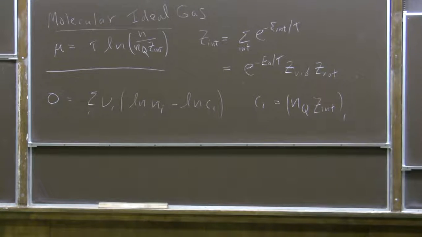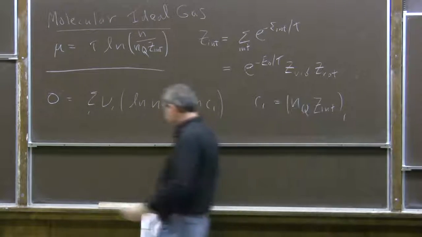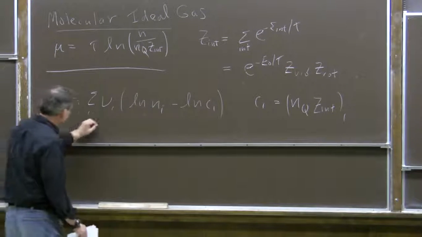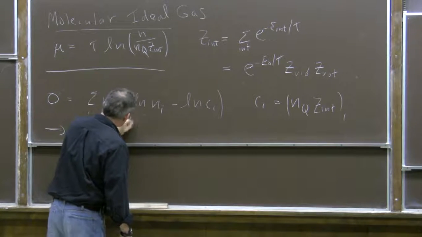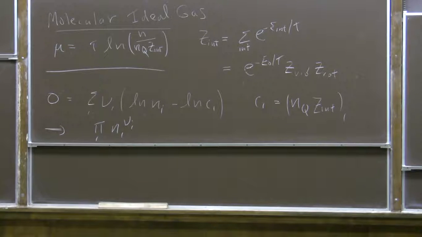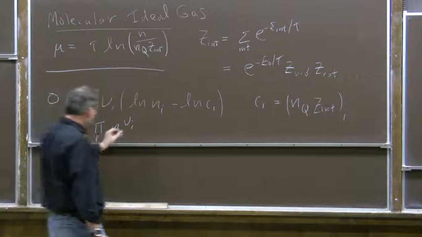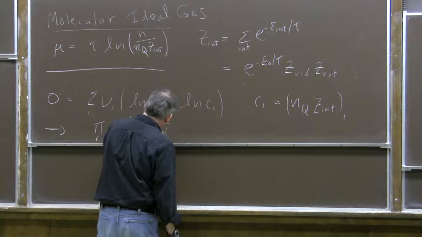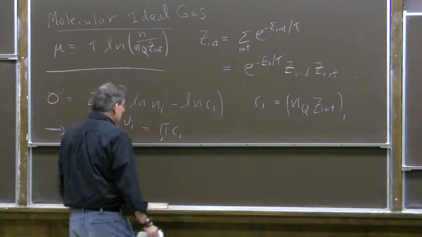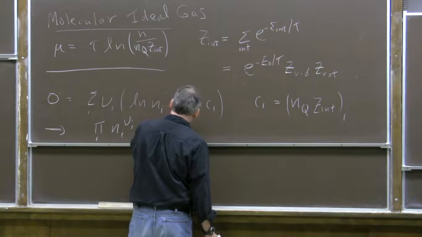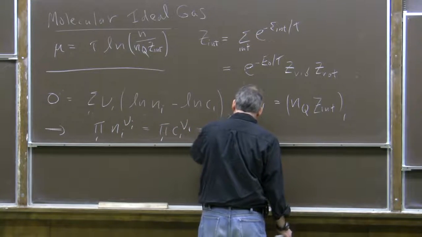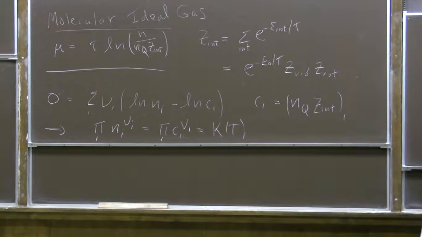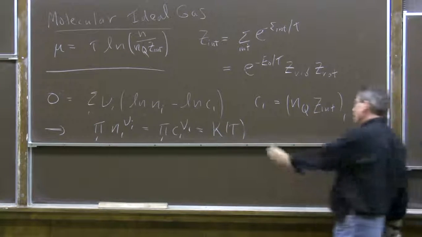So putting the log of c_i on the other side and exponentiating both sides, the product over species, concentration of species i raised to the power nu_i, determined by the chemical reaction in question, is equal to the product over species of c_i raised to the nu_i, which is some function depending on temperature. I'll call it K of tau. So that's the law of mass action.